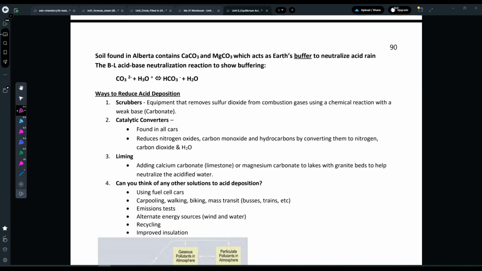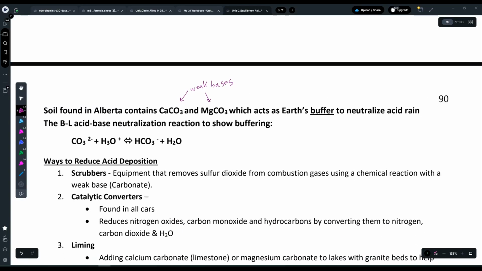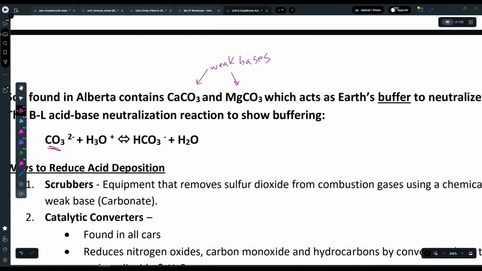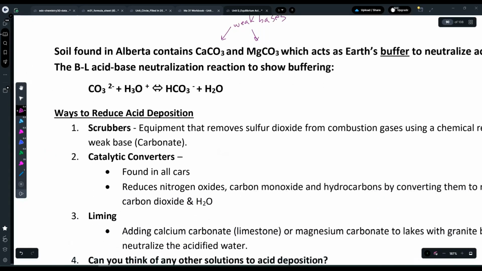Now, the soil found in Alberta naturally contains calcium carbonate as well as magnesium carbonate, so both of these are weak bases, which act as the Earth's buffer to neutralize acid rain. Okay, so the reaction that's happening here, there's the carbonate ions coming from either calcium carbonate or magnesium carbonate, and it's reacting with the acid rain to produce hydrogen carbonate and water.